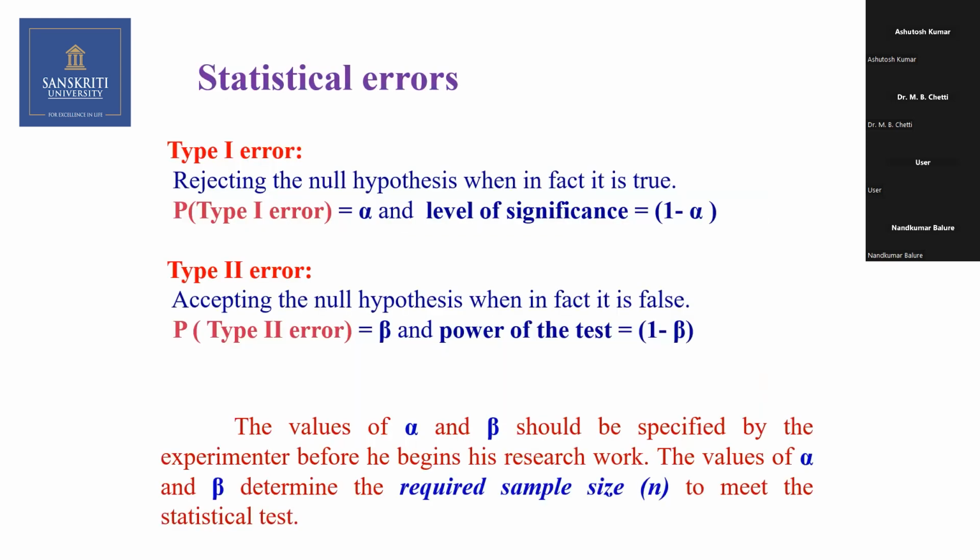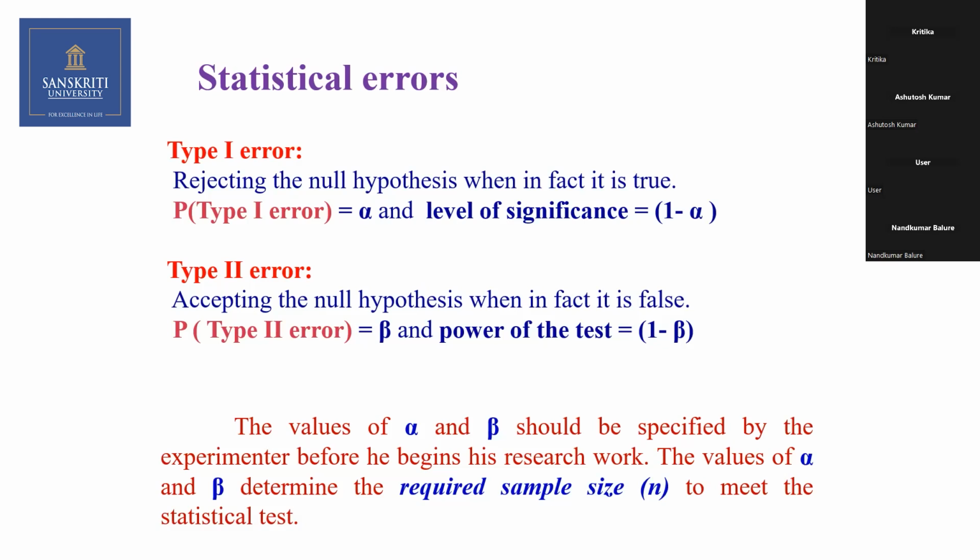Now, suppose you take this and the probability of committing this error. When the null hypothesis is correct and we are rejecting it, the probability of committing this error is known as the level of significance. Type 1 error means rejecting the null hypothesis when in fact it is true.